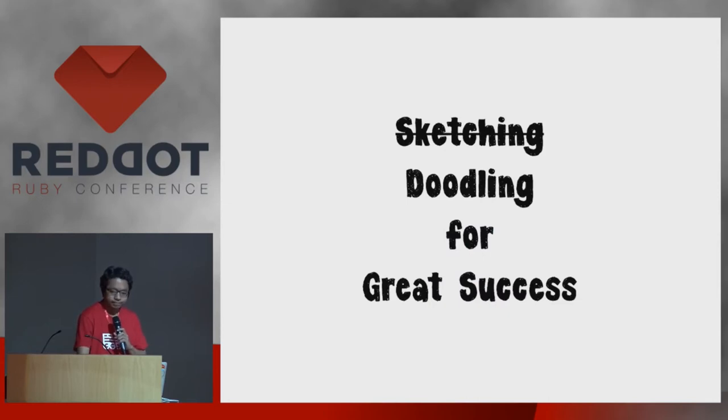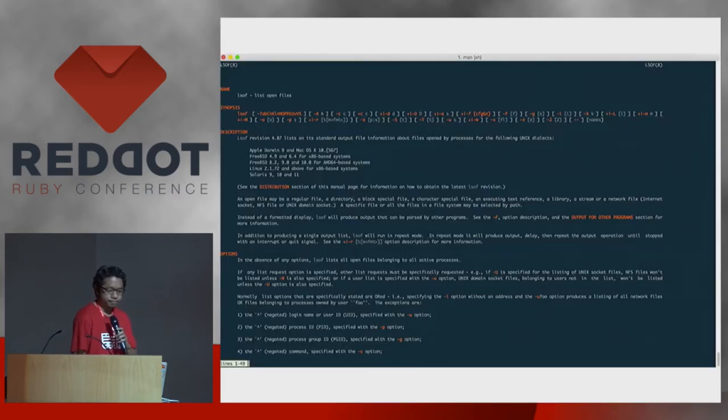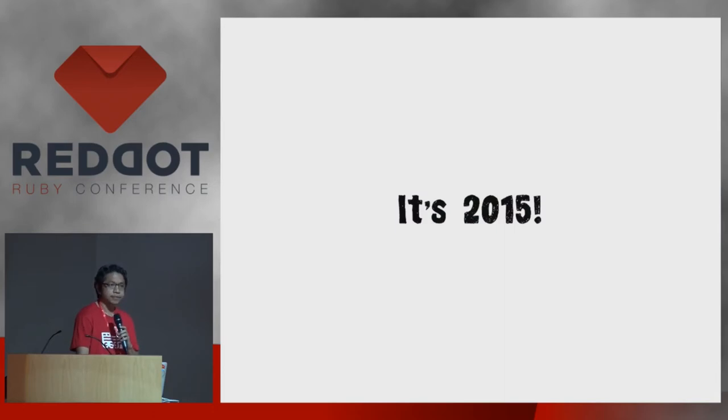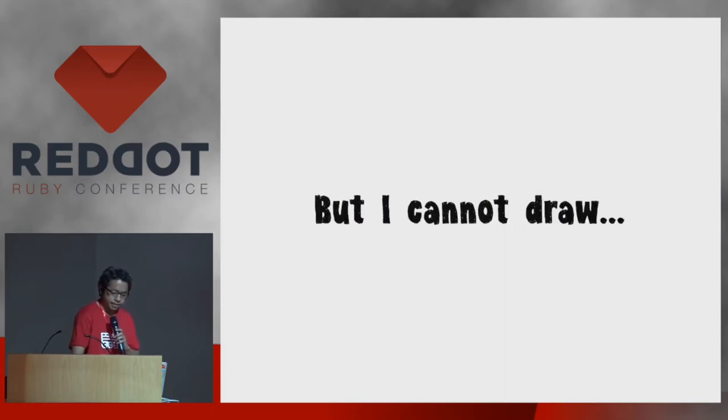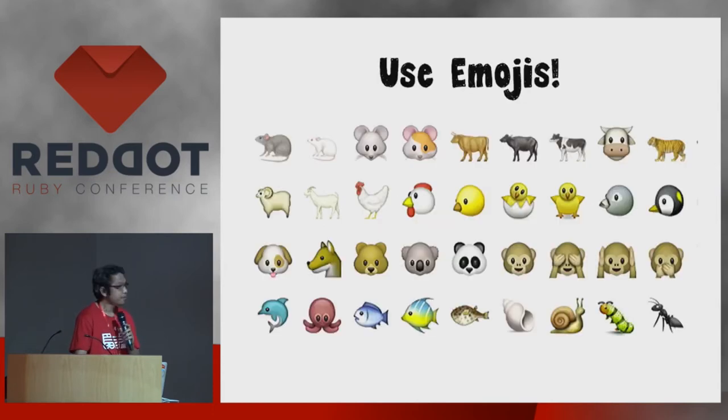So, doodling. As programmers, we spend most of our time with text, and so we also communicate using text. But it's 2015, we can do better. You might think this is not for you because you cannot draw. I have good news for you. You can use emojis.